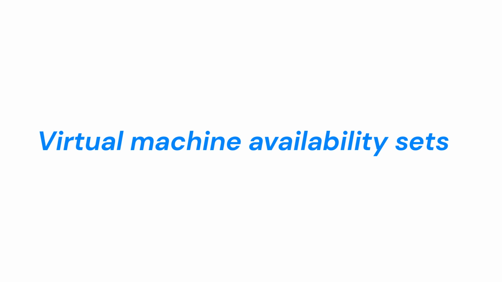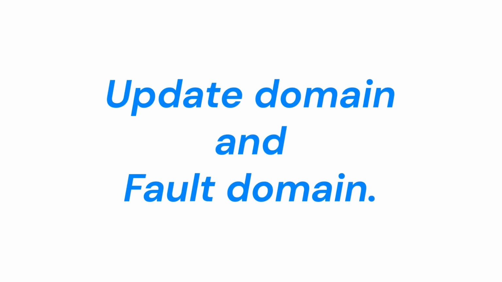Virtual machine availability sets. Virtual machine availability sets are another tool to help you build a more resilient, highly available environment. Availability sets are designed to ensure that VMs stagger updates and have varied power and network connectivity, preventing you from losing all your VMs with a single network or power failure. Availability sets accomplish these objectives by grouping VMs in two ways: update domain and fault domain.